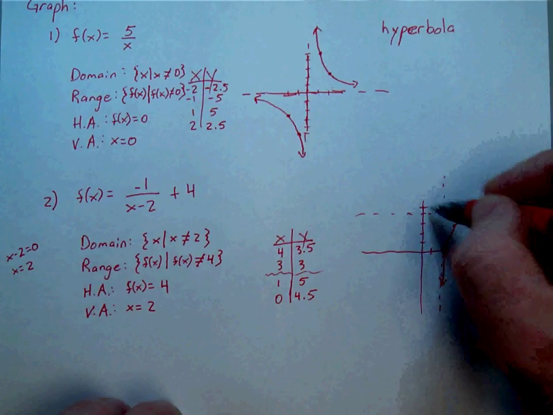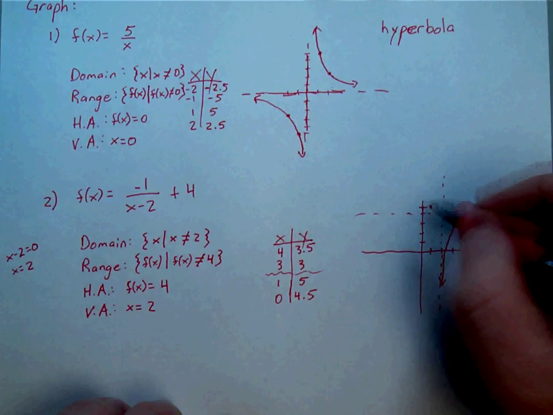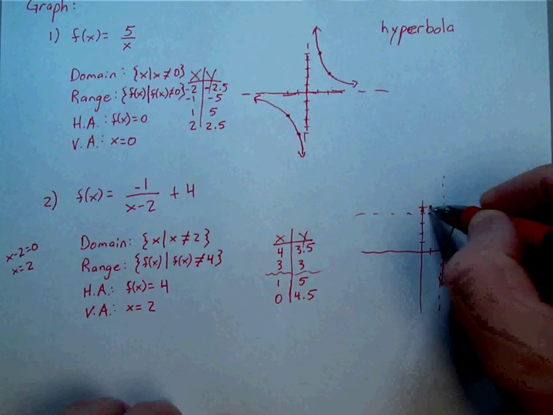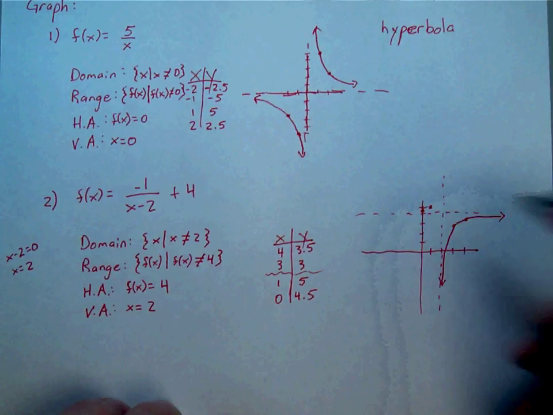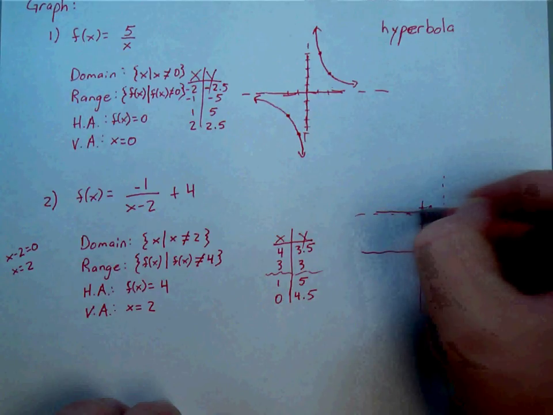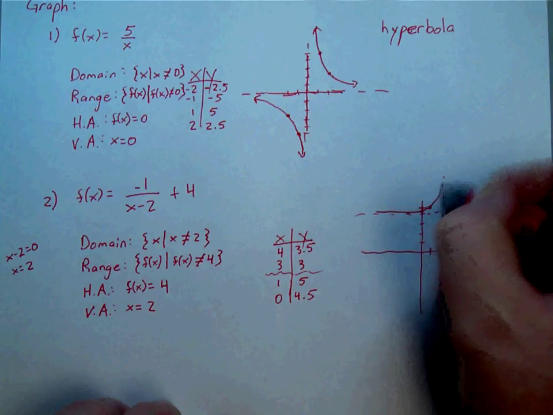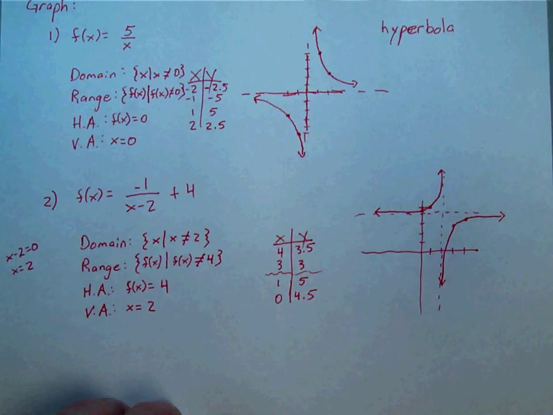And at the left portion, I'm at 1, 5. And then I'm at 0, 4.5. So we're going to hit those 2 points and curve, otherwise follow our asymptotes. And you'll see we're in the opposite corner or opposite quadrant of our asymptotes.